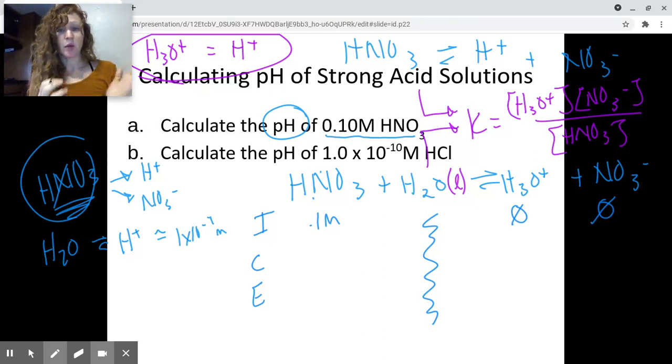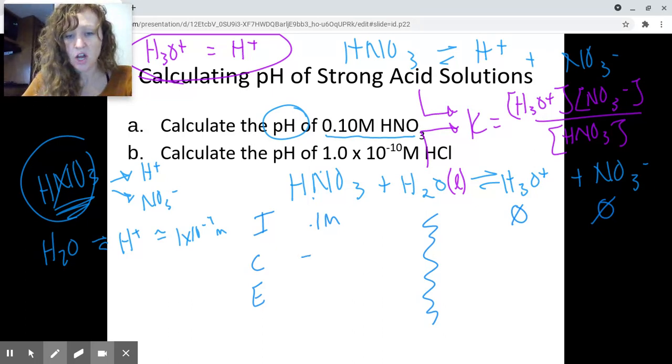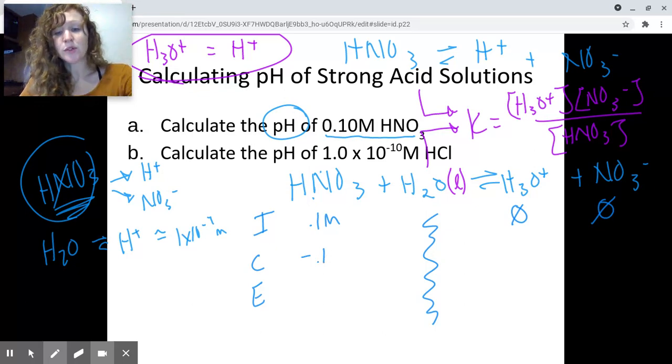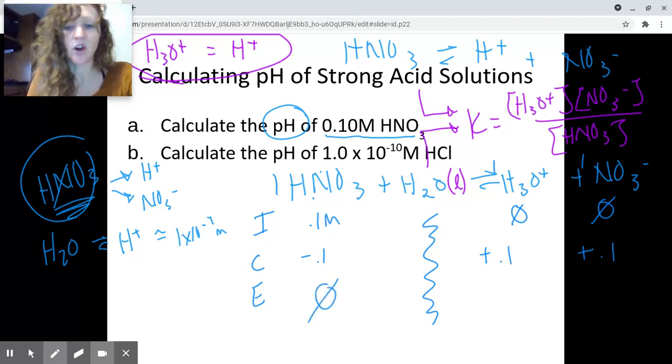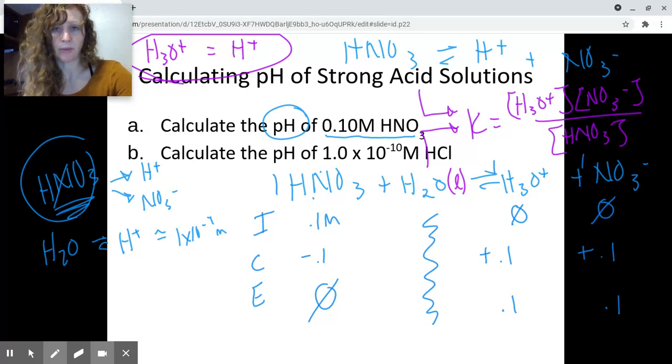Now, what is my change? Well, that depends. Do I have a strong acid or do I have a weak acid? So HNO3 is a strong acid, which means by definition, it's going to dissociate completely. So my change will be all of it. If I lose 0.1 of HNO3, because it's a 1 to 1 to 1 ratio, I'm also going to gain 0.1 of my hydronium, and then I'm going to gain 0.1 of my nitrate. So in the end, I will have no HNO3. I will have 0.1 of my H3O plus, and I will have 0.1 of my NO3 minus.